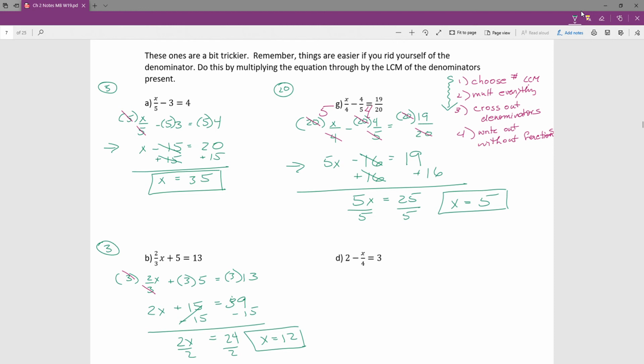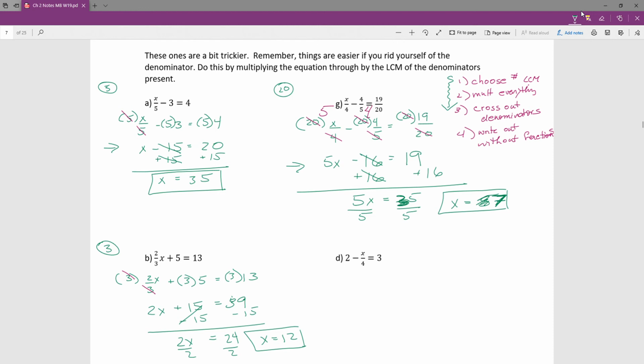I did that wrong. 19 and 16 is not 25, it's 35. Somebody was probably screaming at me in the comments there. And my solution is not 5, it's 7. Sorry about that. Okay, let's see if I can do D correctly.